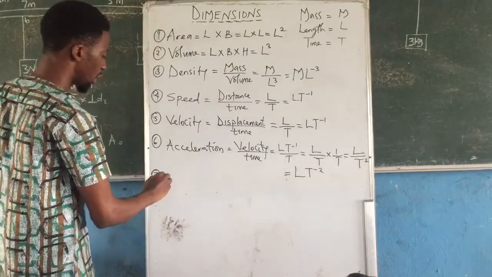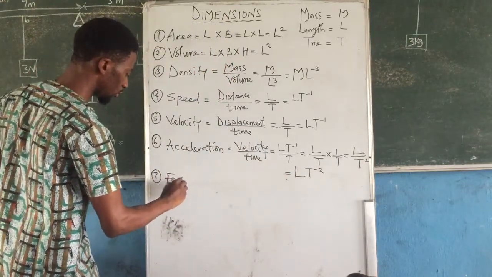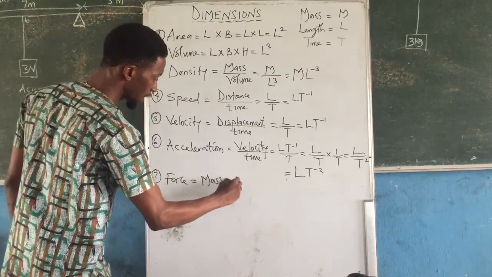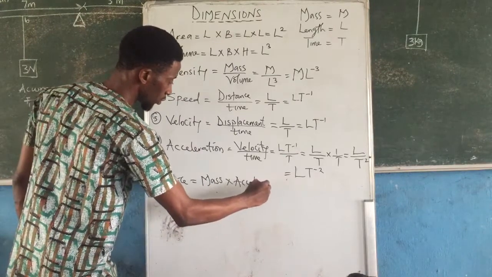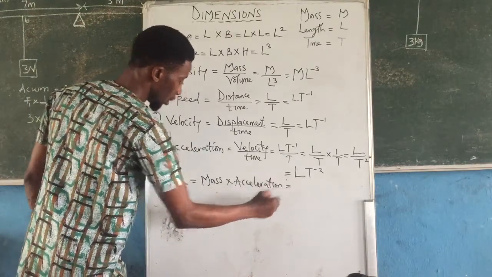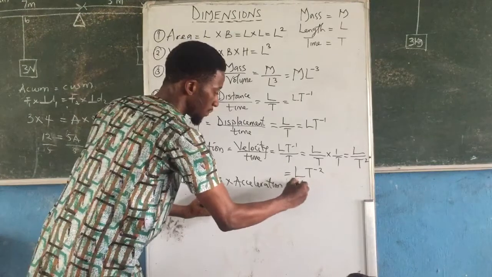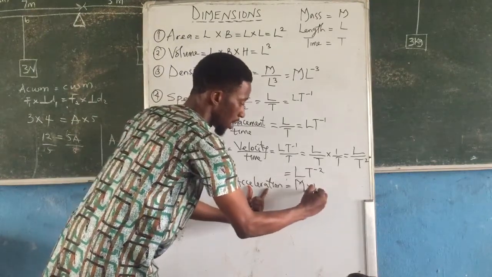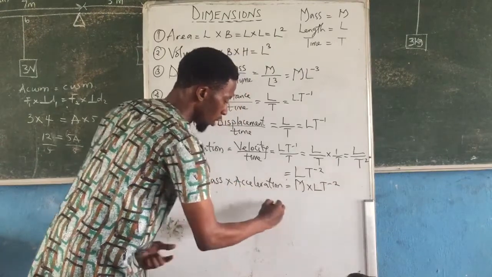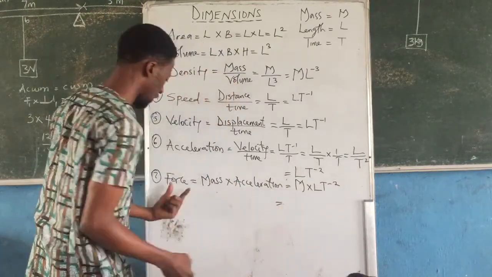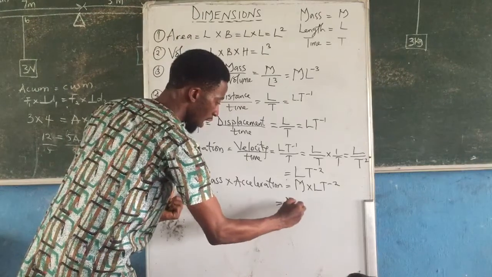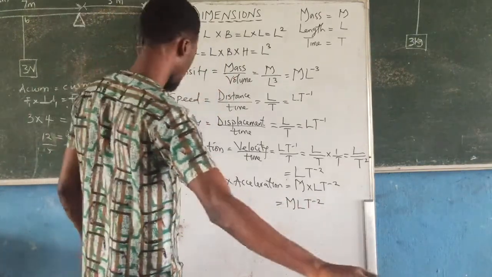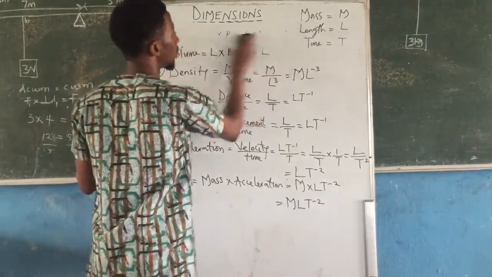Alright, number 7, let us look at force. The formula for force is mass times acceleration. The dimension for mass is M, times the dimension for acceleration, L t raised to the power minus 2. That gives us the dimension for force as M L t raised to the power minus 2. Okay, let's look at some more.